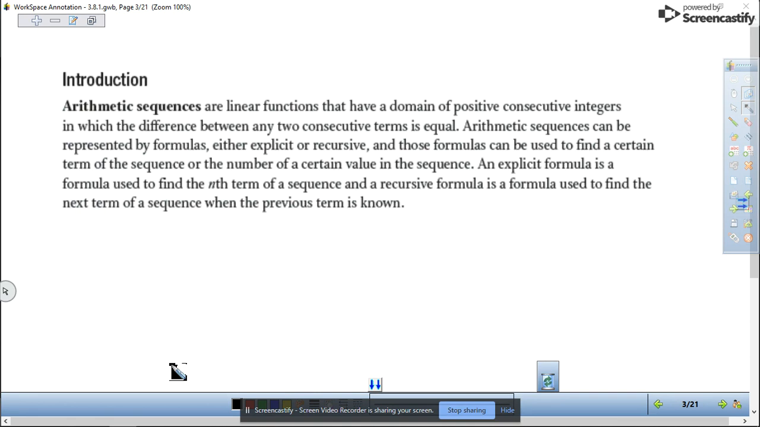Specifically in 381, we'll be talking about arithmetic, okay? But you'll see me make reference to the geometric because that's coming in 382, okay? And it's just easier sometimes to talk about the two of them together as opposed to being separate.